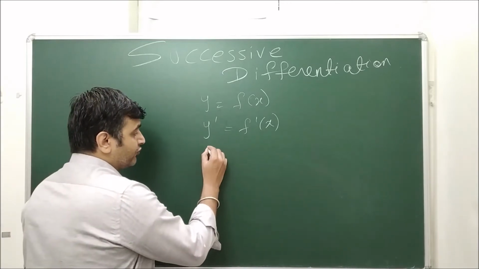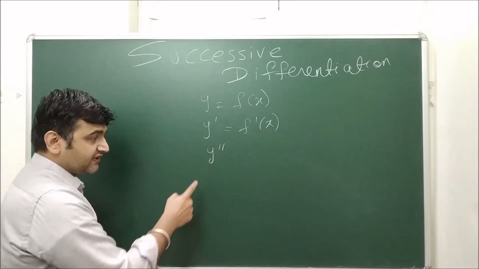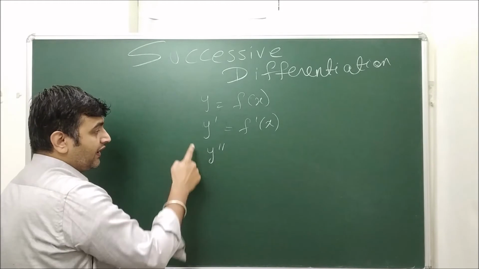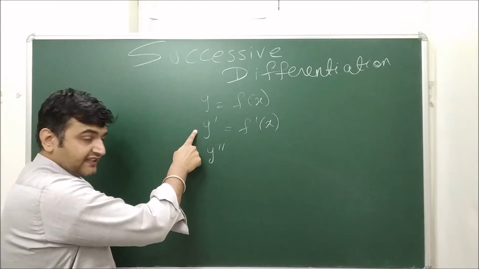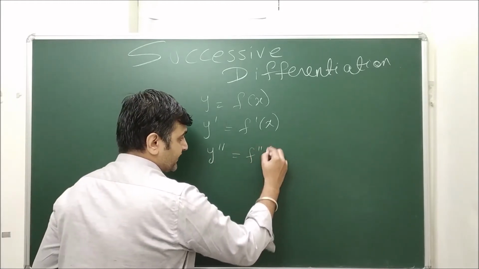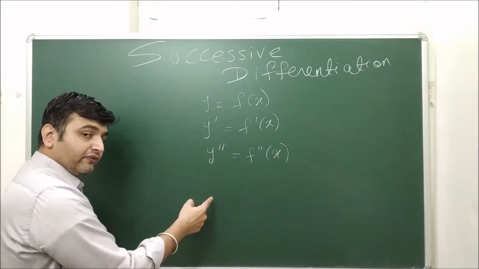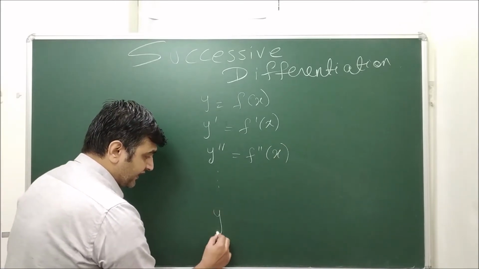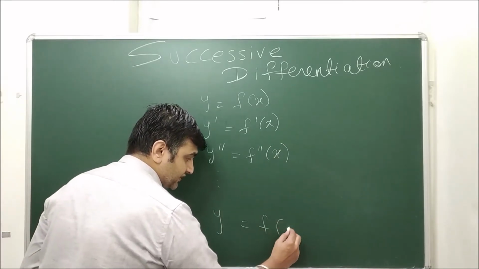So this is y dash. What will be the next? It will be y double dash. So this is the second derivative of the function, and this is the first derivative of y dash. This is f double dash of x. Then you take the third derivative, the fourth derivative. In general, you take the nth derivative of the function.